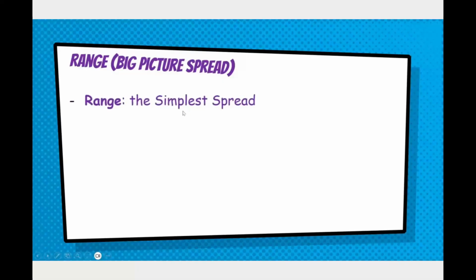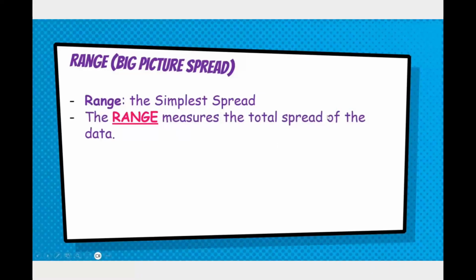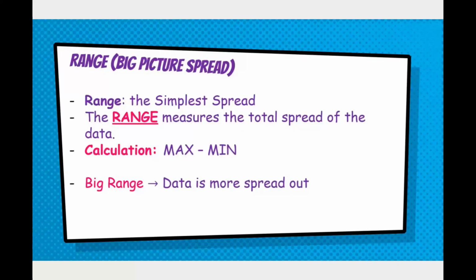This is our big picture spread, and it's a simple calculation. The range is just taking the maximum number in the data set and subtracting the minimum number in the data set. So largest number minus smallest number, and that tells us how big our overall spread is. Big range, the data is more spread out. Small range, data is more clustered.